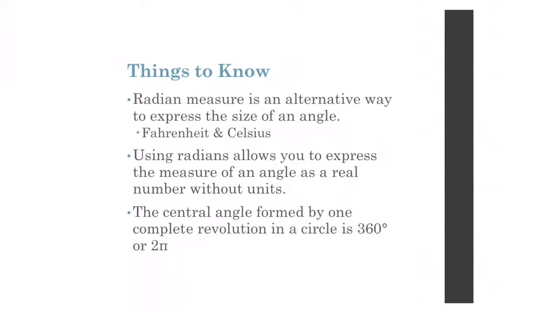Okay, so a couple of important things to know. We'll take a look at a few benchmarks in a second, but the central angle formed by one complete revolution in a circle is 360 degrees. In radian measure, that's equal to 2 pi. So that's kind of an important number, and that's going to help us determine some of our benchmarks right away.